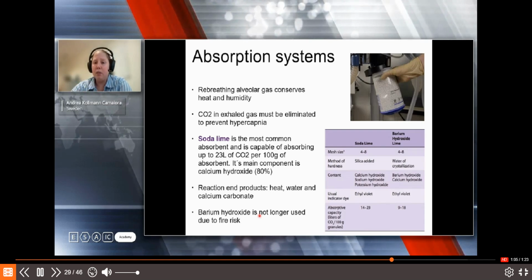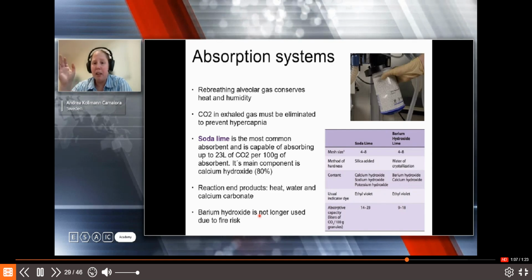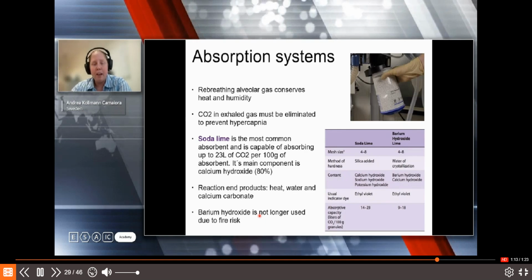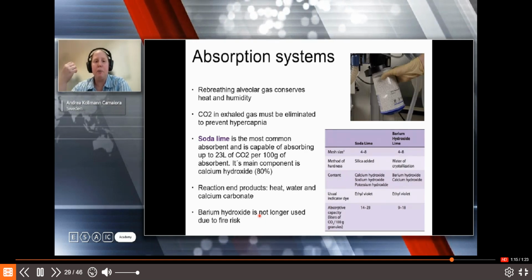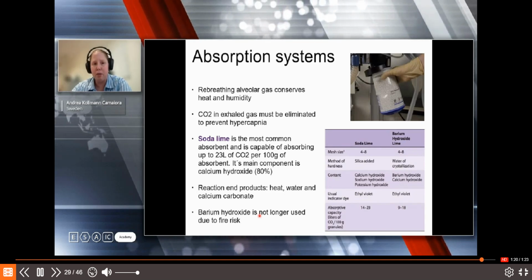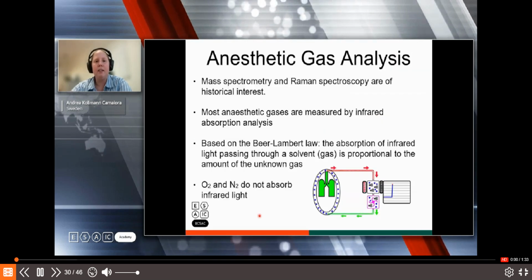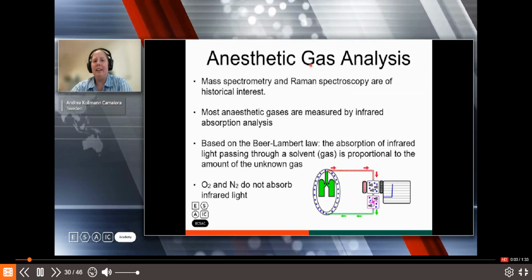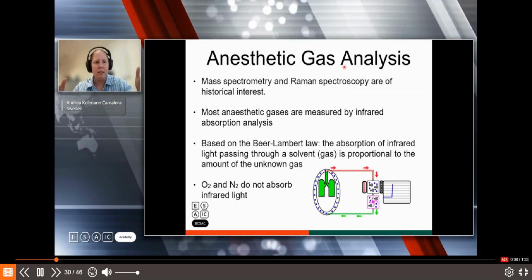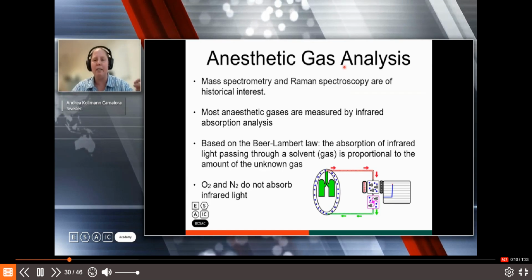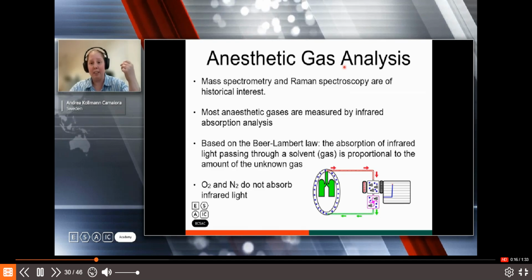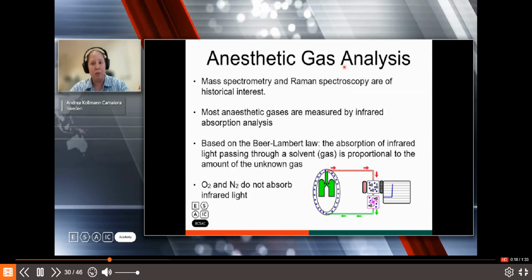So they can ask you about barium hydroxide as a historical matter and what are the risks associated, which is fire. But about soda lime, they can ask you about the main components and the absorption capability, which is 23 liters of CO2 per 100 grams. Then we have the anesthetic gas analysis. As a historical interest, there is the mass spectrometry and the Raman spectroscopy. They are not going to come in the exam more than as historical interest because they are not used anymore.